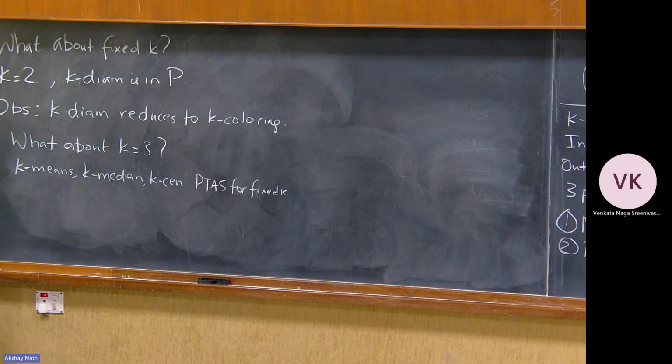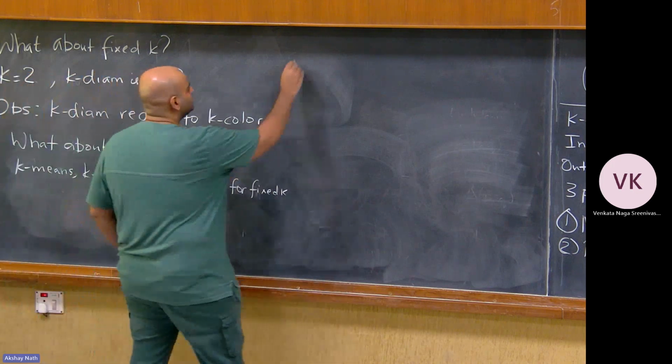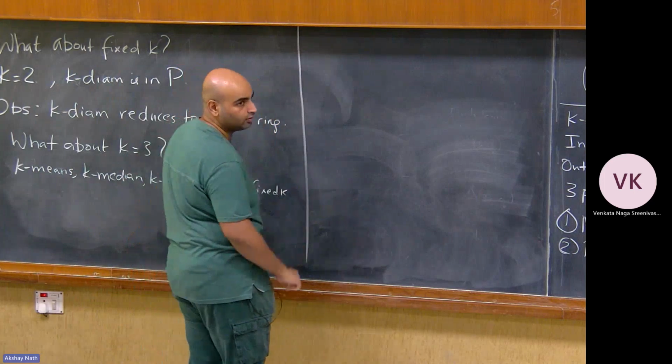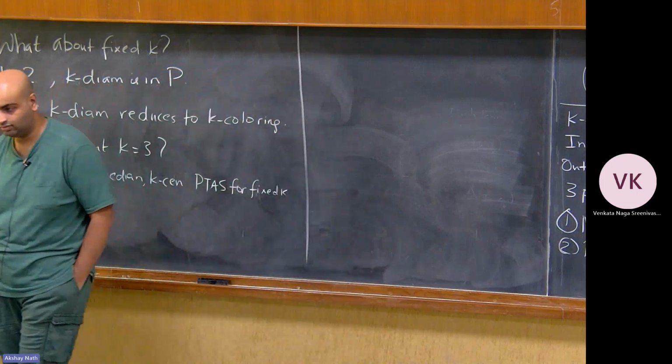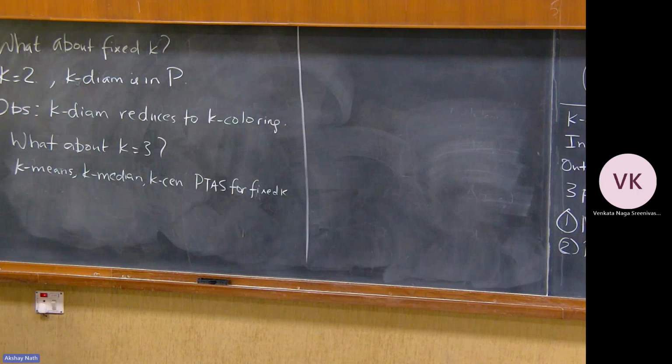Turns out the answer is no. We can prove strong NP-hardness results. So what is the result? Interesting, right? For k equal to 2, k-diameter is in P, but k-center is NP-hard. For k equal to 3, k-diameter is NP-hard.